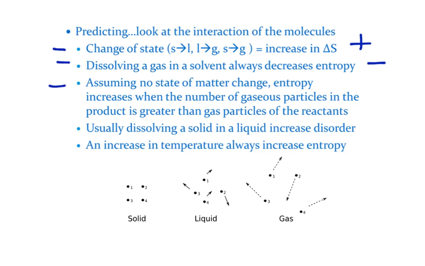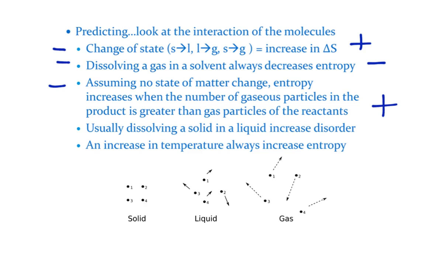Whenever we do not have a state of matter change, entropy will increase when the number of gas particles in the product is greater than the gas particles in the reactants. So gases are the most chaotic, the most disordered. So if we are making more gas in our product than we had in our reactants, then we're going to be increasing our disorder. The opposite would also be true.